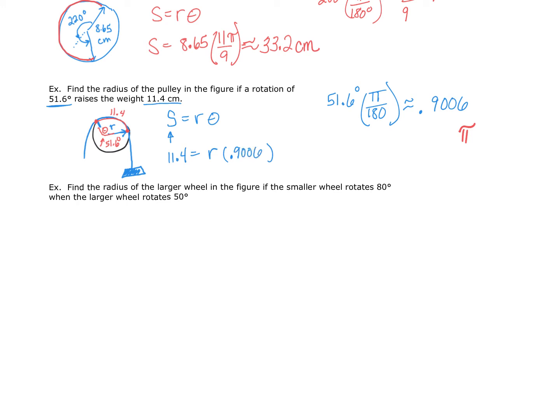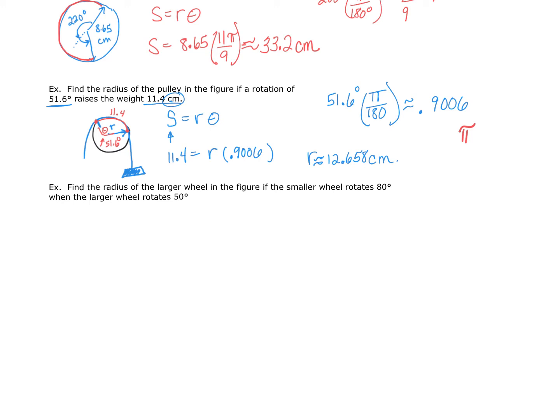9006. And then we're going to divide both sides by 0.9006. And I am going to use the entire decimal. And I get 12.658. Still rounded, but I didn't use any rounded values as I went. And since our arc length was measured in centimeters, this is measured in centimeters.